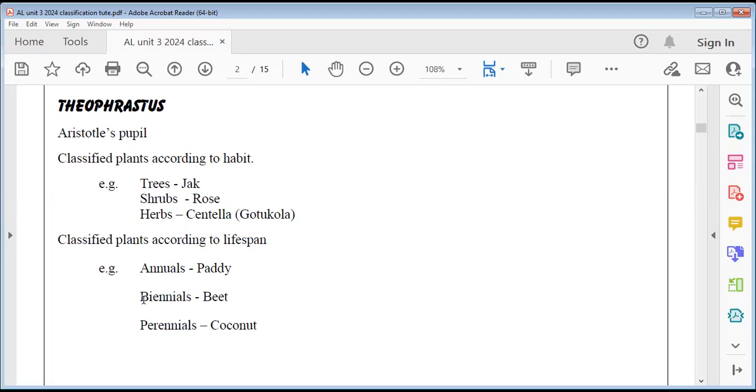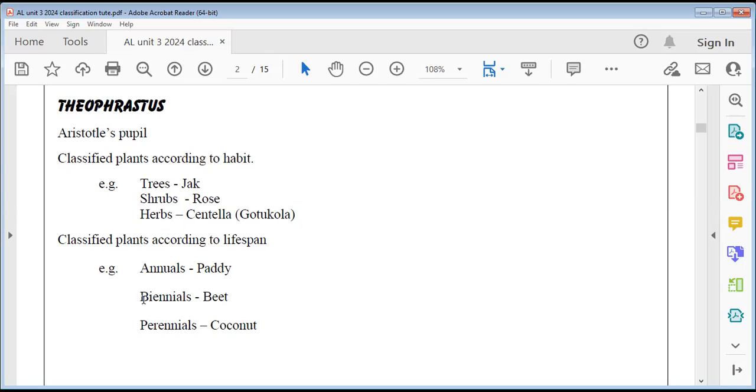Anyway, Aristotle's classification is artificial. Theophrastus' classification is also, what is it? Artificial. Okay. All these happened before Christ, 300 BC, very long ago.